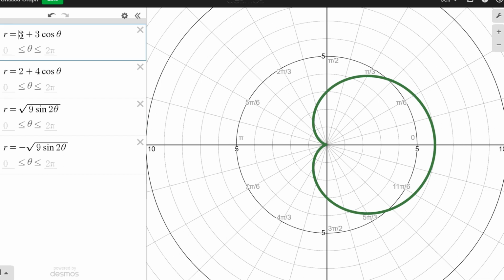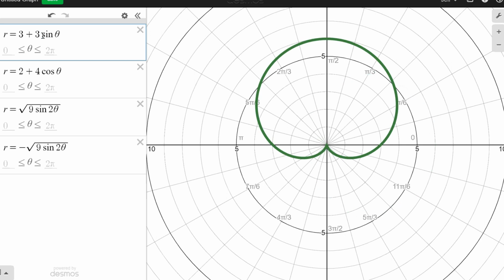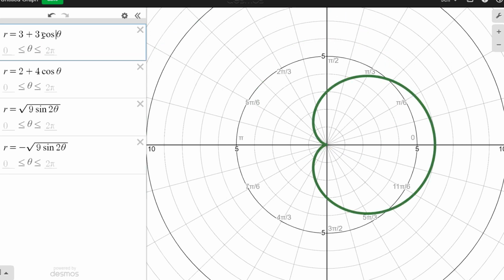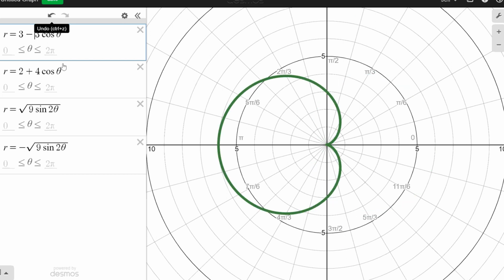So if you have 3 plus 3 cosine theta, let me change this to a sine and see what happens instead of cosine. If it's sine, then it goes along the y-axis. If it's cosine, it goes along the x-axis in terms of where the heart part is. What if I made this negative instead of plus in the middle? What's going to happen there? Looks like it's to the left instead of to the right.